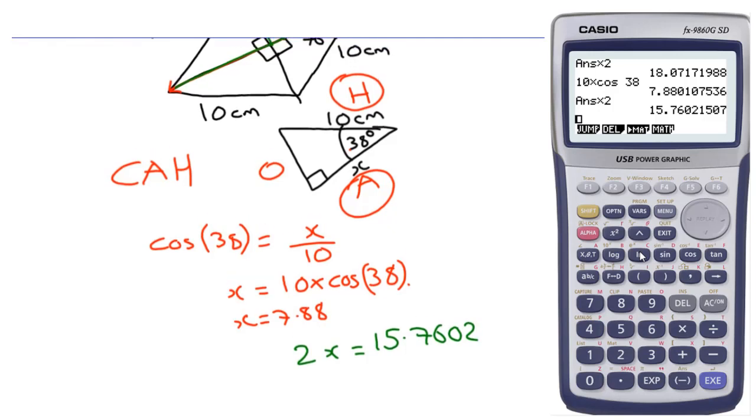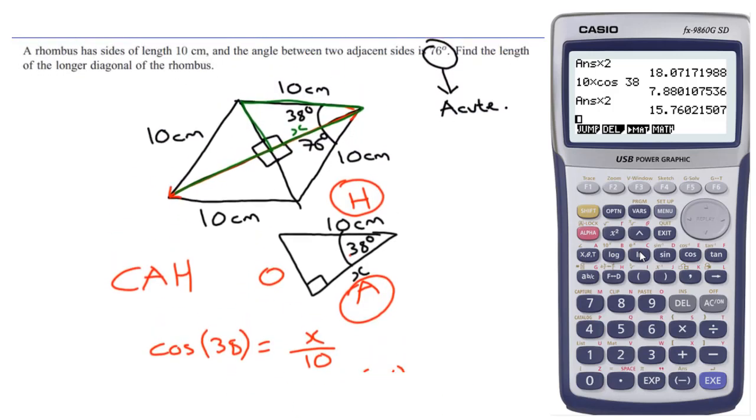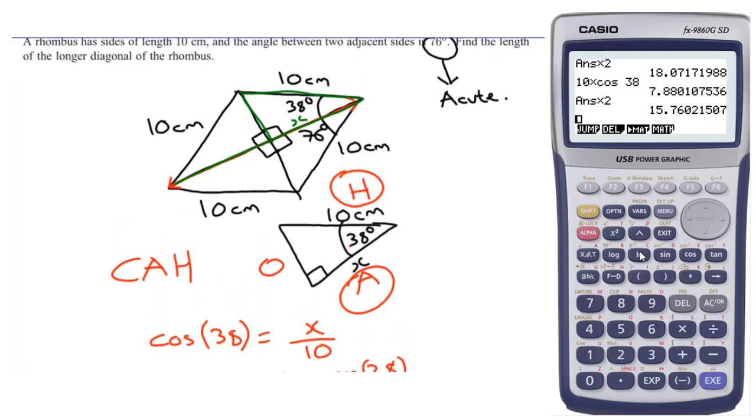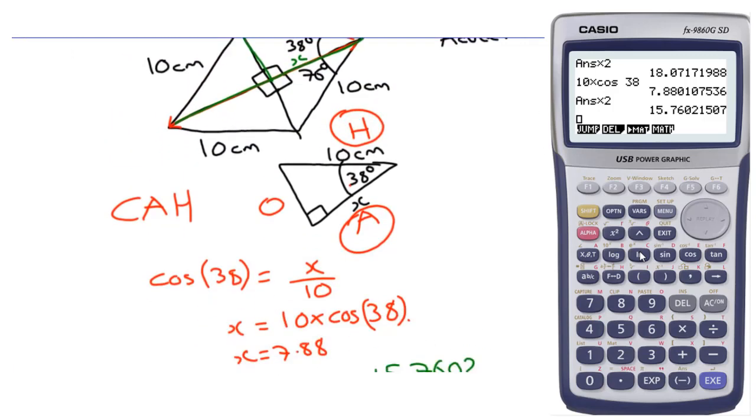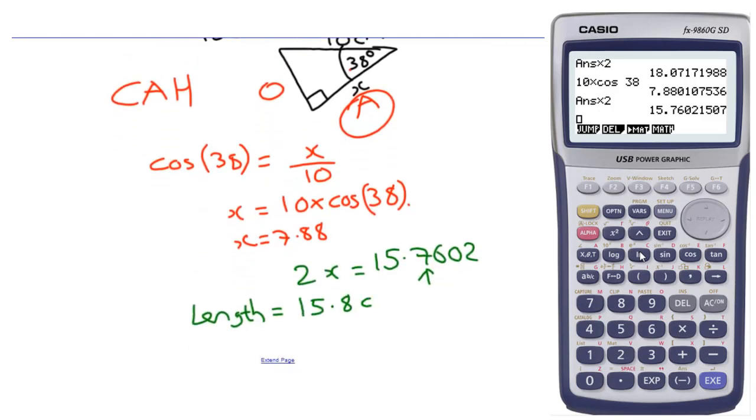15.7602. So that must mean, remember what we're actually looking for, and it is the length of the longer diagonal. So length equals 15, rounded to 3 significant figures now. Remember, you find the third significant figure, it's the 7. You look next door, it's a 6. The 6 will make the 7 round up to 8, equals 15.8, and the units are centimeters.